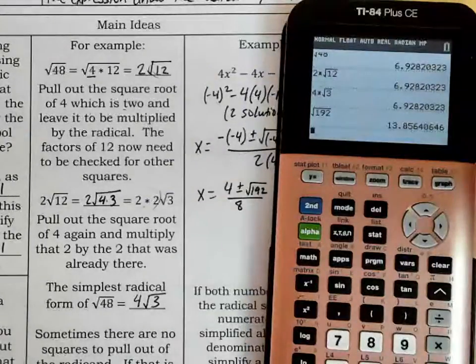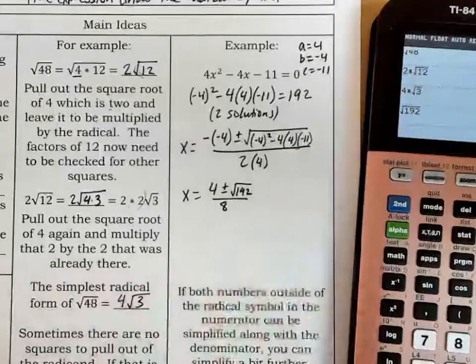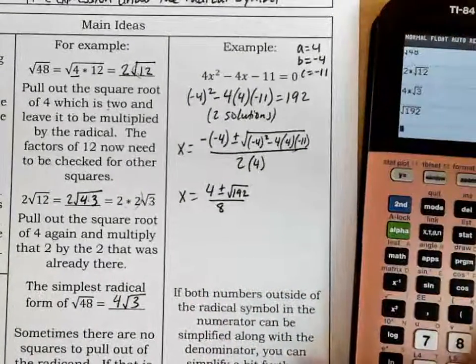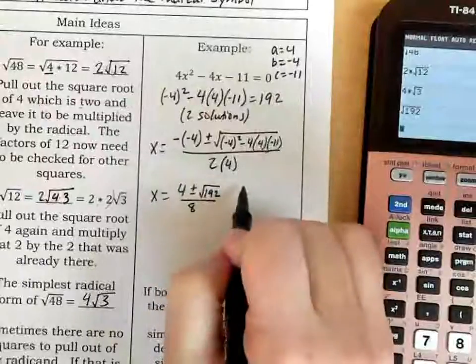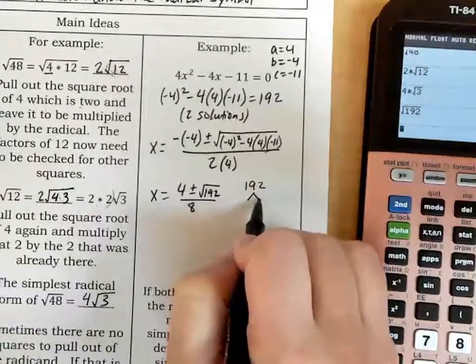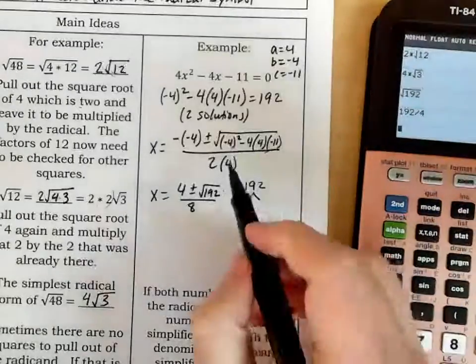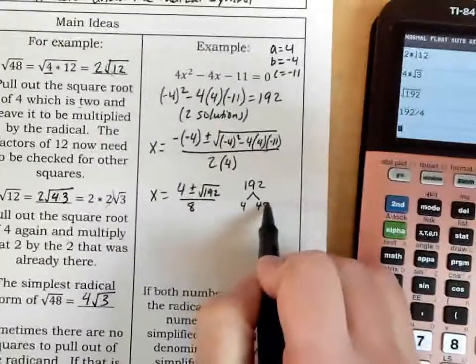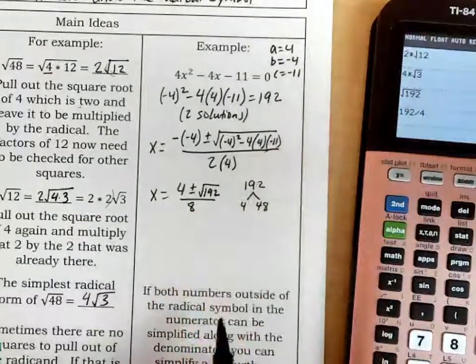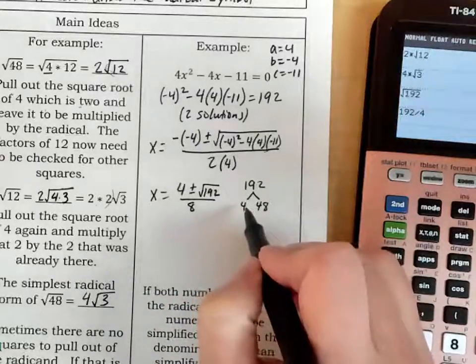So I've got to come up with some factors of 192 that I can potentially take out of this. So let's just kind of start pulling out some numbers and seeing what we can do here. So 192 could be broken down into, let's see, I could divide it by 4, and I would get 4 and 48. So 4 would be a square that I could take out. So I can pull that one out.